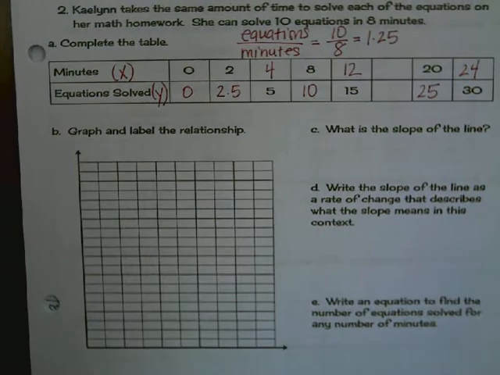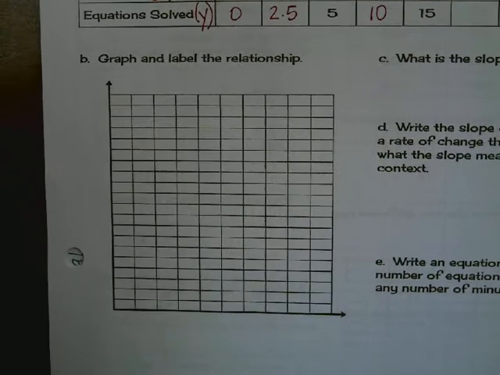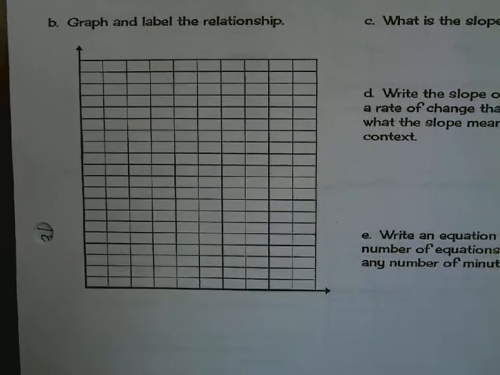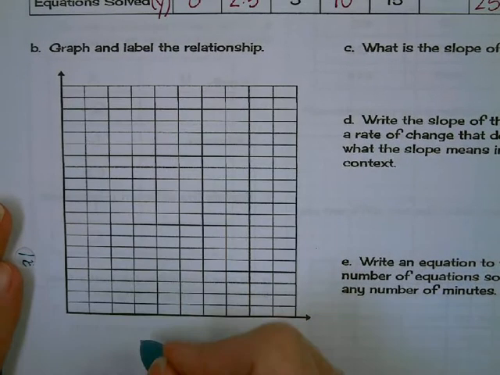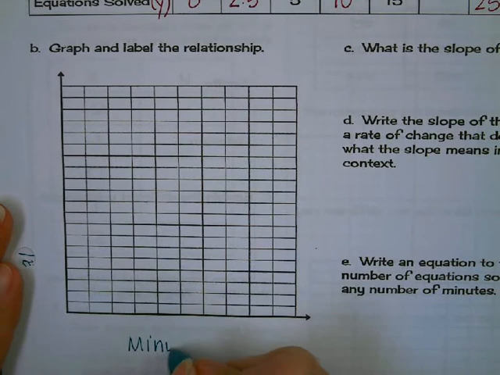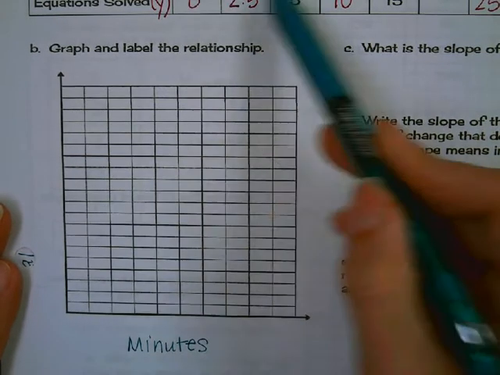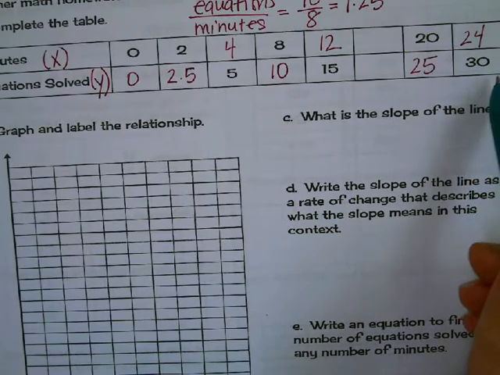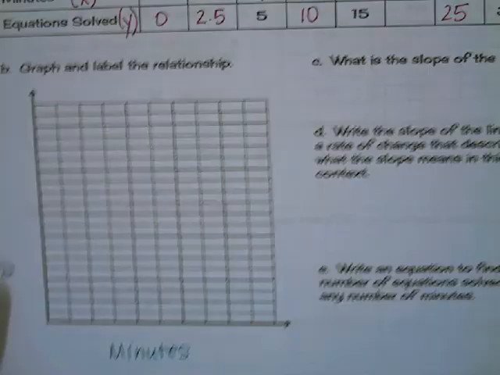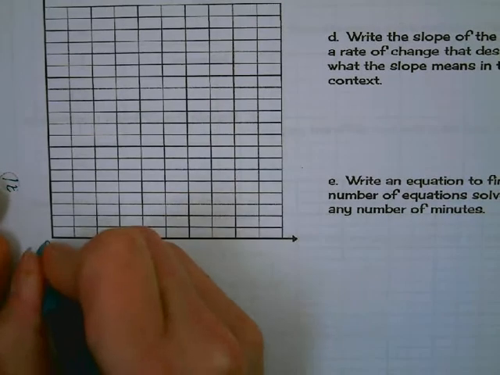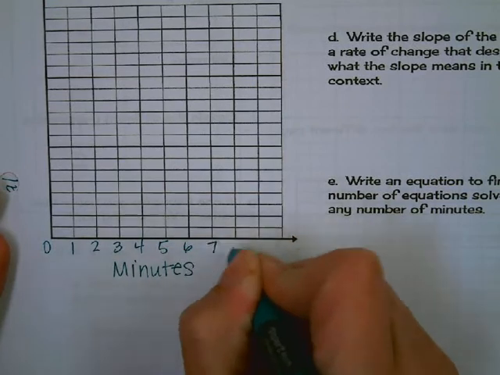So now part B says it's time to graph them. Again, I'm going to use my table to come up with my X and Y labels, making sure that before I graph any points, I label them and make sure that my scales are accurate. According to my table, my X is going to be minutes. It's going from 0 all the way up to 24, but if I count by ones, I can get up to 10, and I can get at least those 3 to 4 points. So I'm going to go ahead and count by ones.